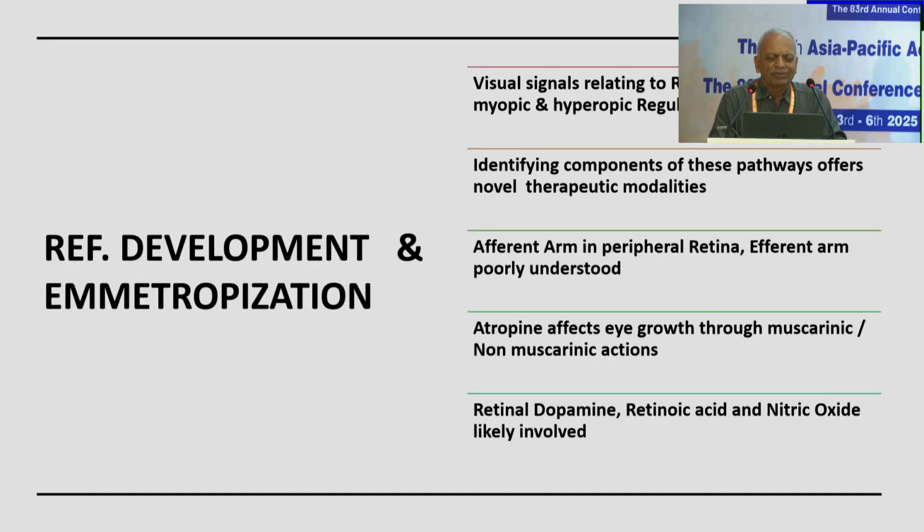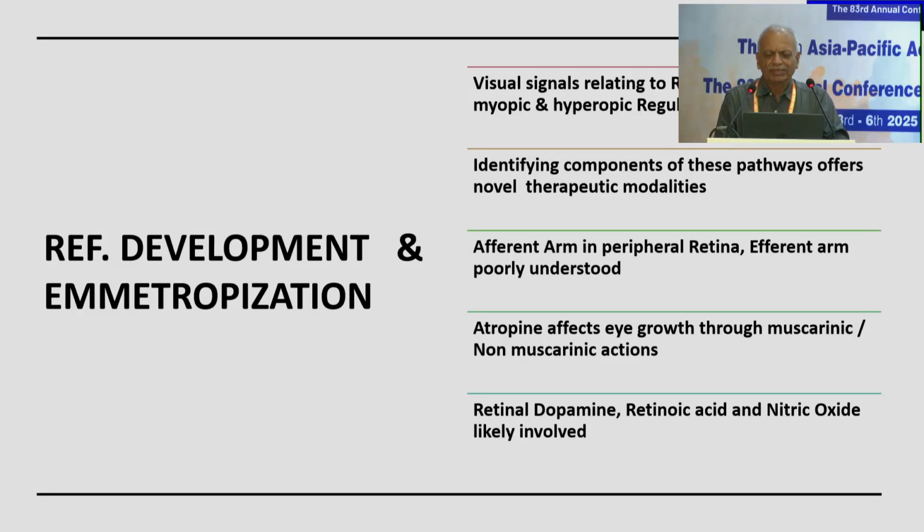Now this refractive development and emmetropization, I will not be talking in detail. We all know that emmetropization is a slow process and goes on for a couple of years. By about 6 years of age, most of it has taken place. So all of us lose some hypermetropia. Most of us are born hypermetropes. Some are of course born as myopes as well. So some hypermetropia is lost. This is a very complex process.